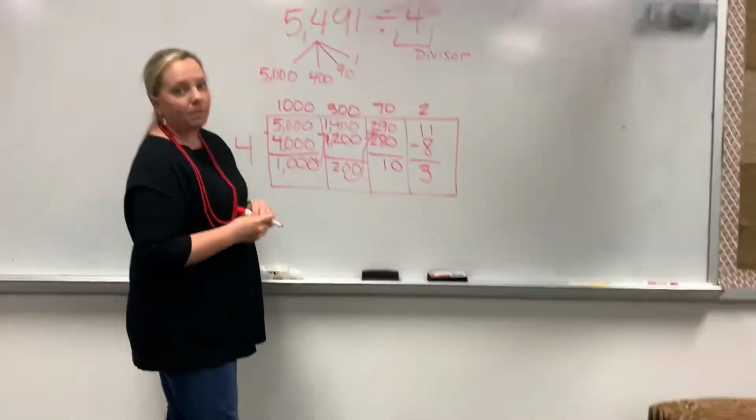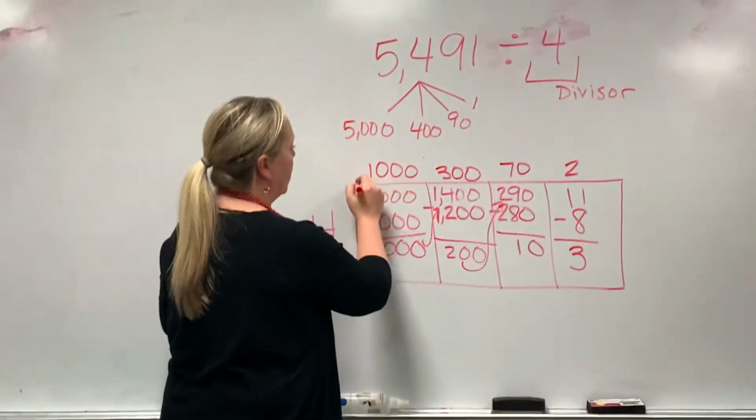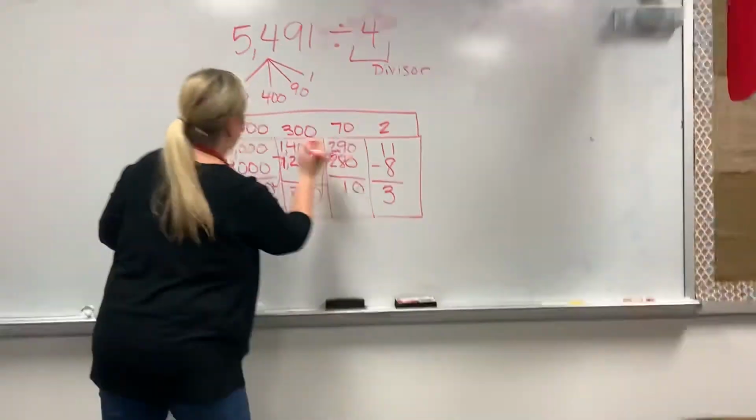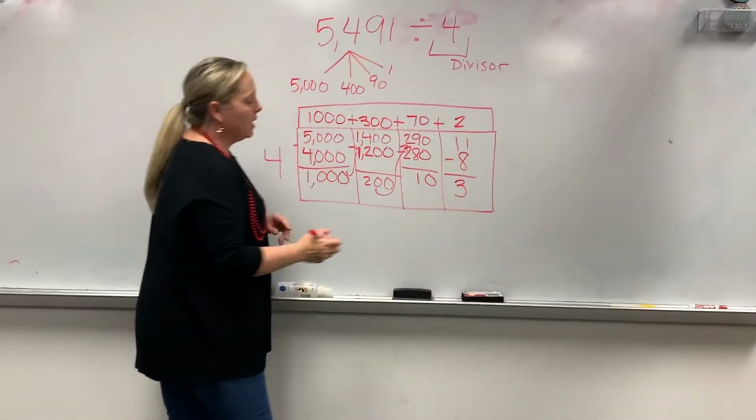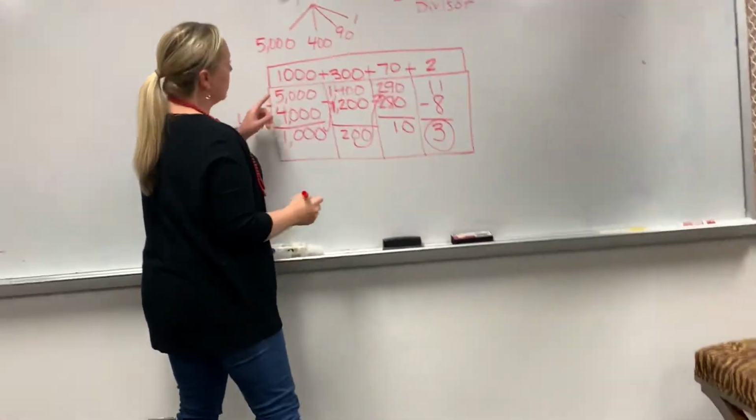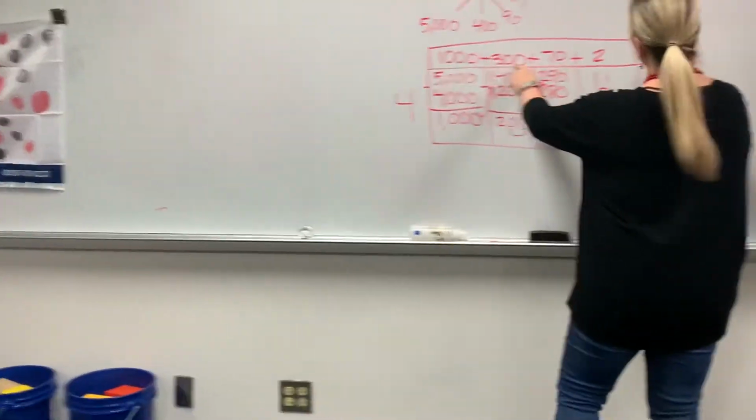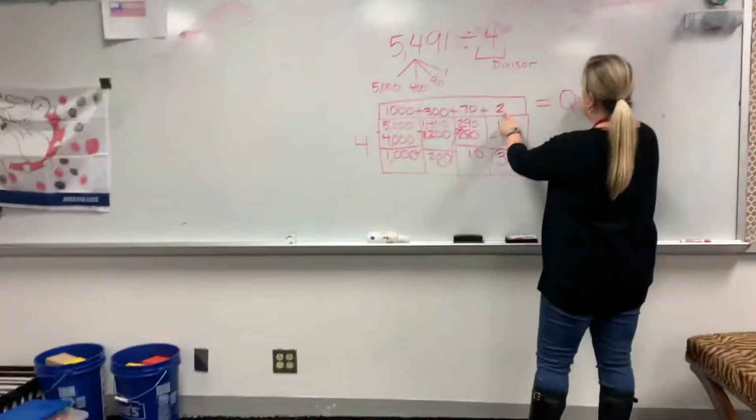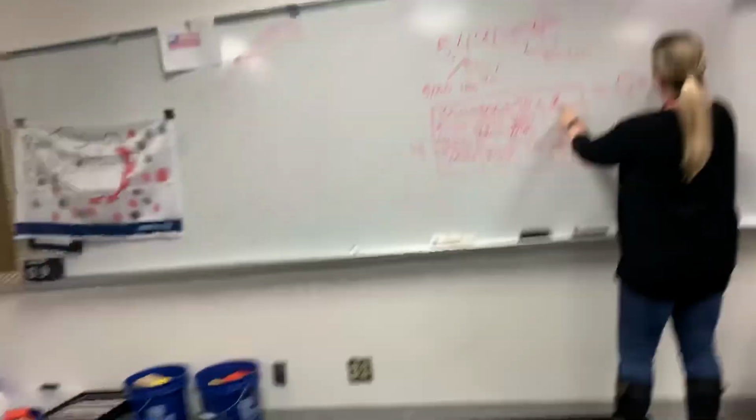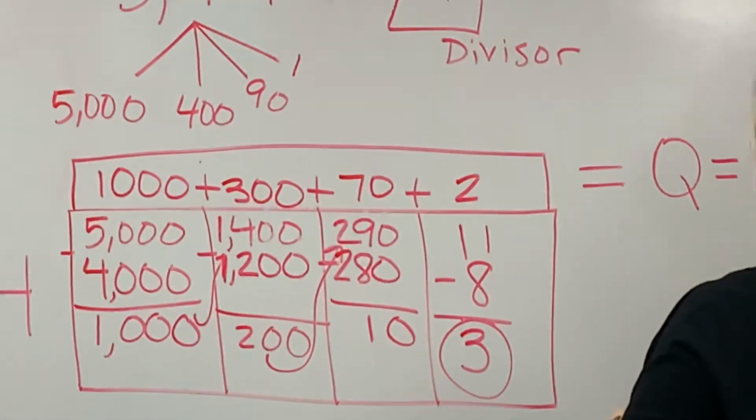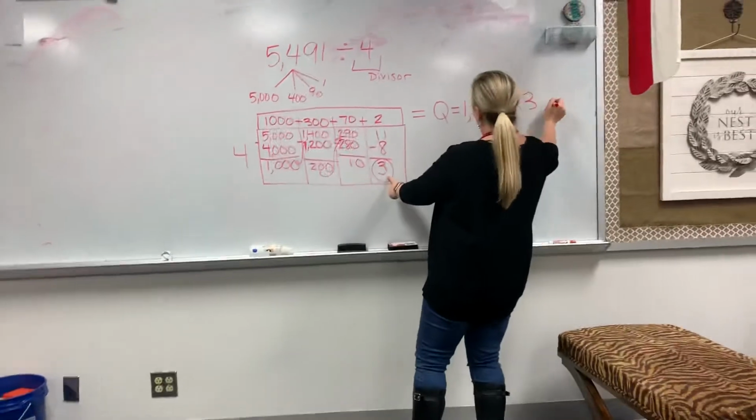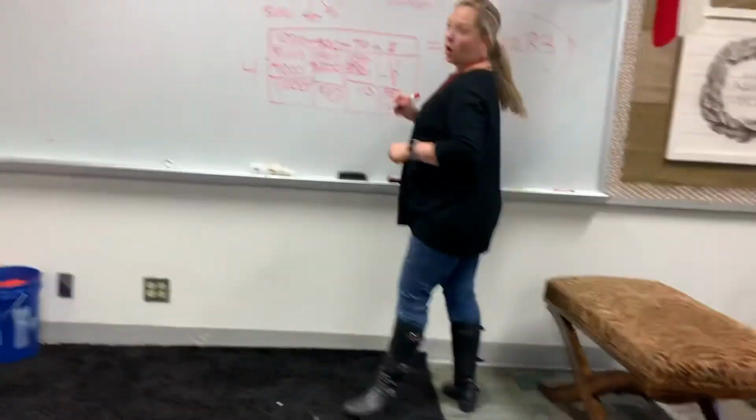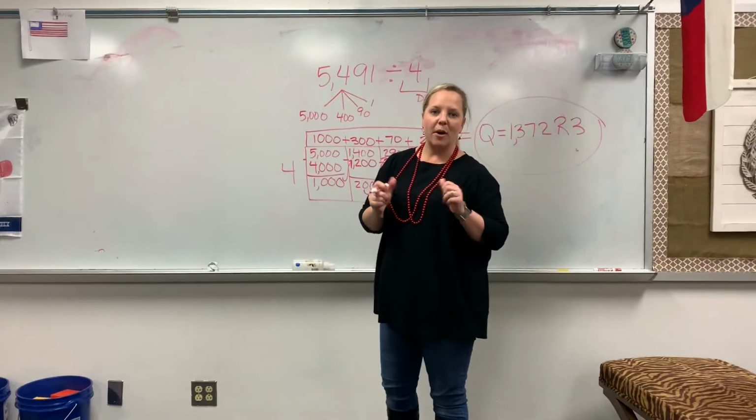My answer, which is my quotient, is listed up top. I'm going to add this together, and then my remainder is listed down below. So the top is 1,000 plus 300 plus 70 plus 2. So my Q equals 1,372 with a remainder of 3. And that's how you solve a long division problem using area models. Good luck!